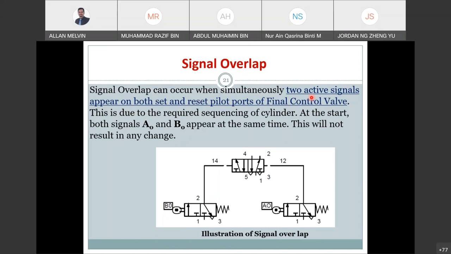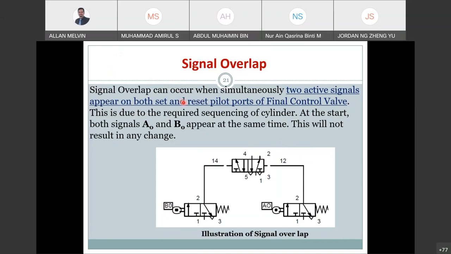Okay, so we will continue. Signal overlap. What is signal overlap? What does overlap mean? Overlapping. So it all depends on the signal. When a sensor sends a signal, it starts another sequence. So signal overlap means your signals overlap.